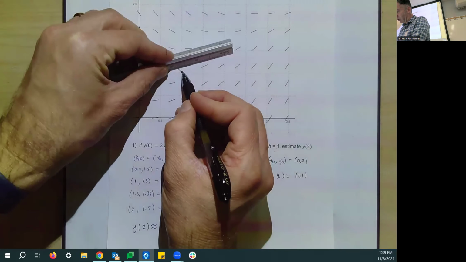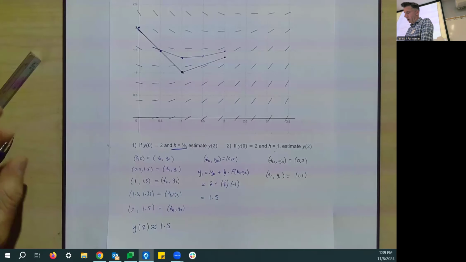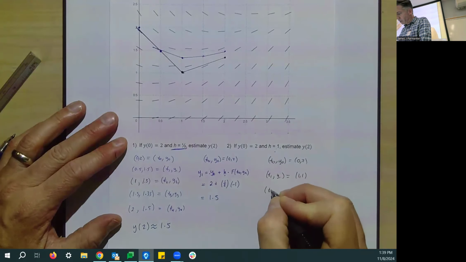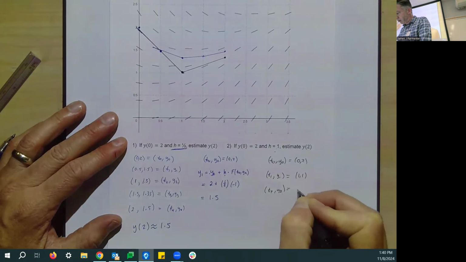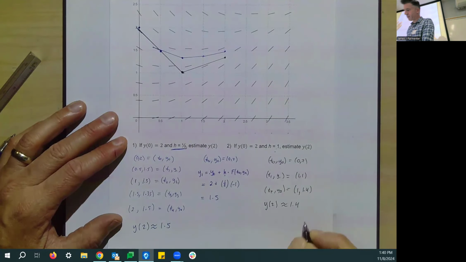So maybe like that a little bit, and then we would go over 1 to end up about there. So a little bit lower. So I would guess here my t2, y2 is about, I don't know, (2, 1.4). So I would guess that my y of 2 here is about 1.4.